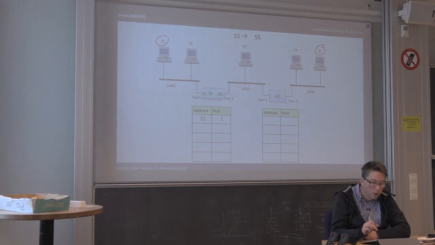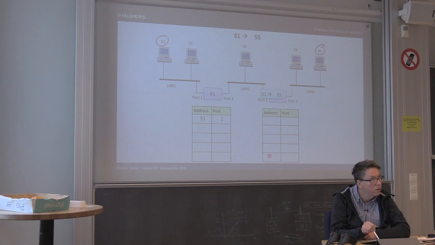Okay. So the next thing to happen is that this frame goes out onto this LAN, and then it's not picked up by S3 because it's not destined to S3, but it is picked up by this bridge. So this bridge says, okay, it needs to go to S5. I have no idea where S5 is, so I just send it out on all my other ports, which is on port 2. But I also know that S1 now is on my port 1, because that's where the frame came from. So bridge number 2 can put in that S1 is on port 1.